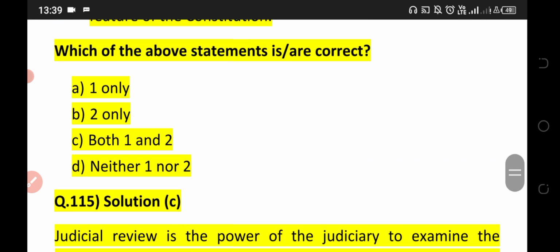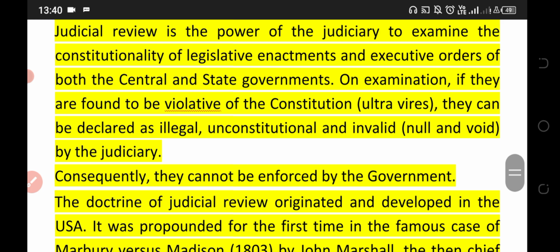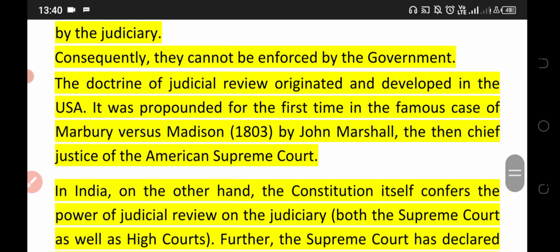दोनों सही दिया हुआ है यहाँ पर, करेक्ट। देखिए, जुडिशियल रिव्यू इज द पावर ऑफ द जुडिशरी टू एग्जामिन द कॉन्स्टिट्यूशनलिटी of the legislative enactment and the executive orders of both the center and state government. On examination, if they are found to be violative of the constitution, they can be declared as illegal, unconstitutional, and invalid, null and void by the judiciary. Consequently, they cannot be enforced by the government.